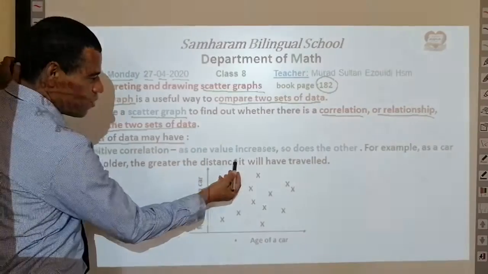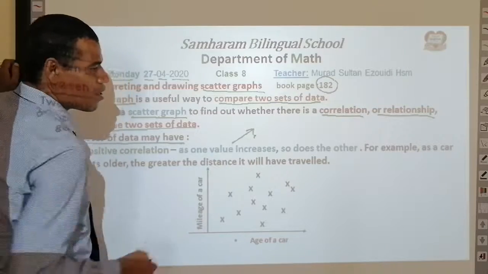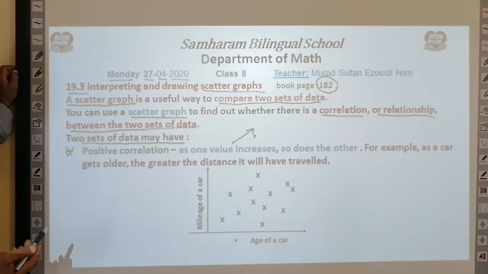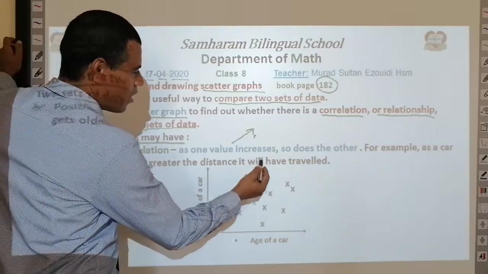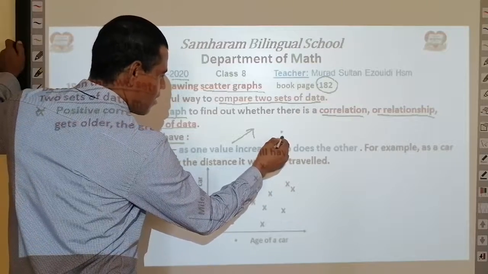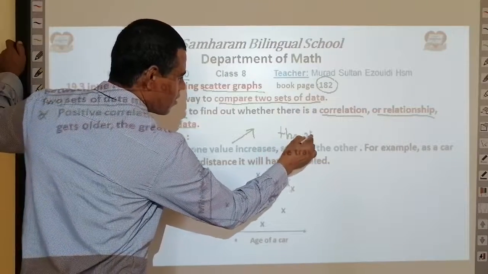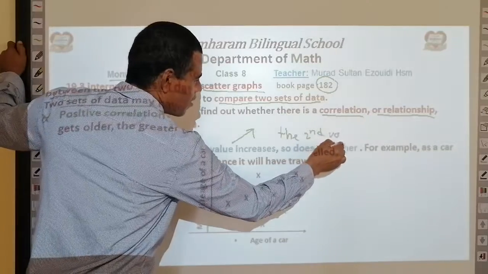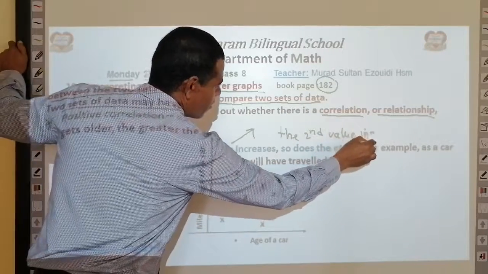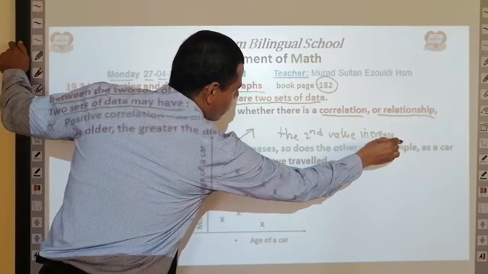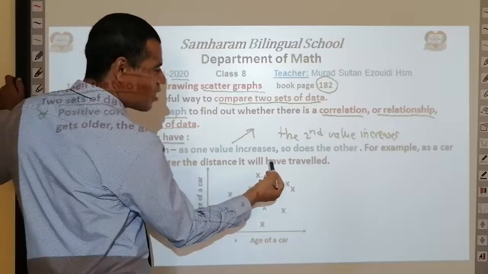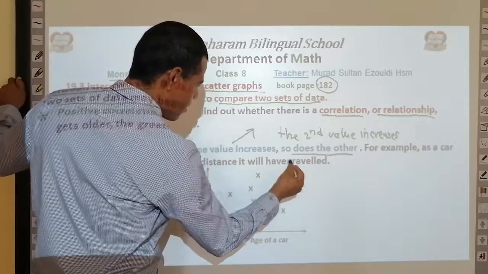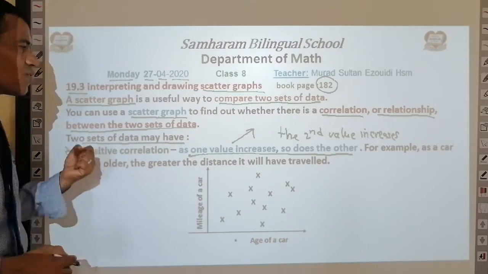It means as one value increases, the second value also increases. In other words, as one value increases, so does the other. This is called positive correlation.